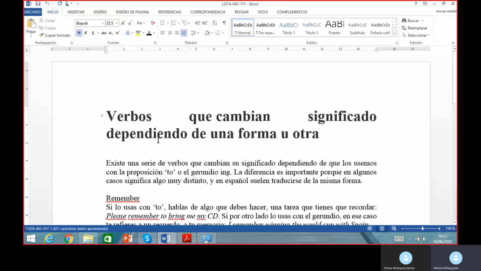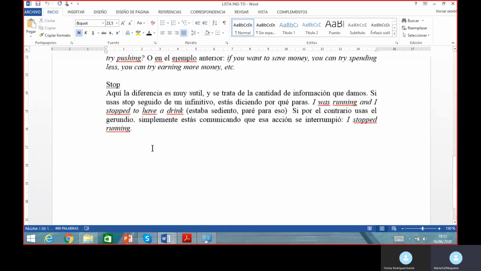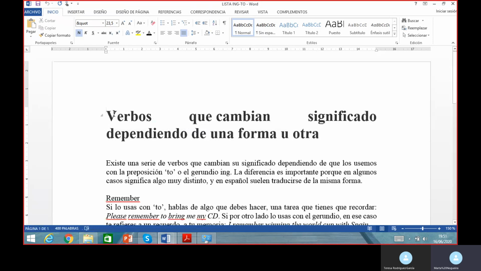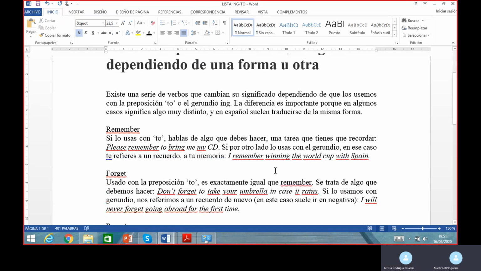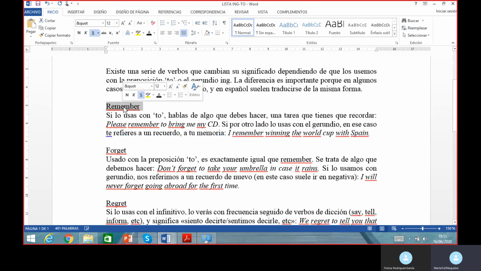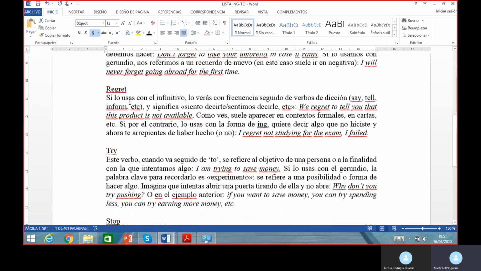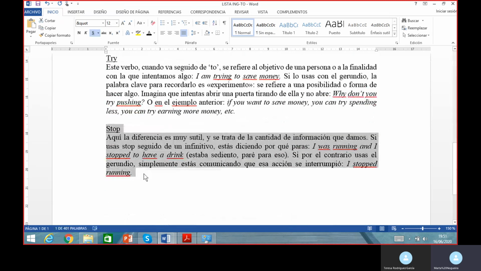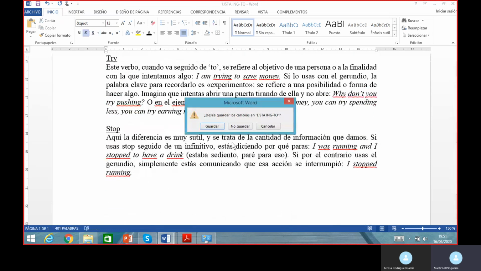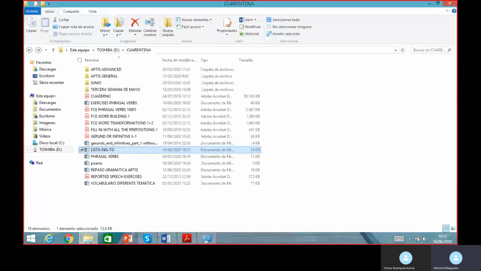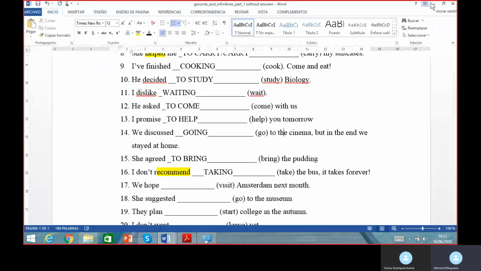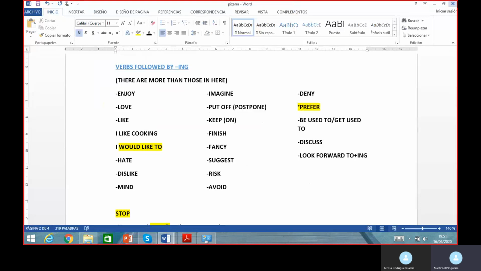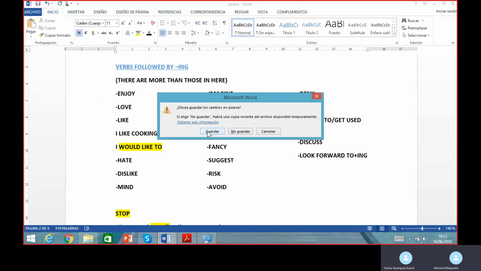And I'm going to pass to you this document, Teresa, that is mainly 1 page. It is called verbos que cambian su significado dependiendo de una forma u otra, cuando van seguidos de to o de ing, y aquí tenemos el caso de remember, aquí es con ing, el de stop, que ya he puesto. Entonces, antes de que se me olvide, te lo paso, que son los verbos que pueden ir con ambas formas.